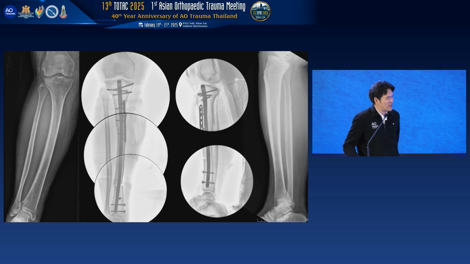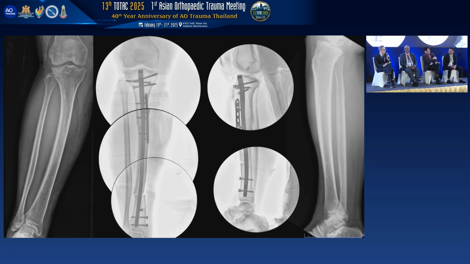Are there any comments for the tibia? I think there's still some valgus in the distal osteotomy. Yeah, there's still some valgus. And how to get better alignment? Fibula osteotomy. Yeah, you should have done a fibula osteotomy. That's why you could not correct that.